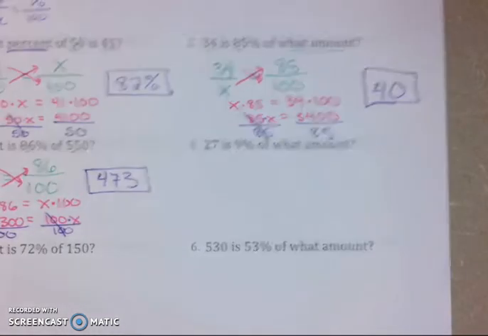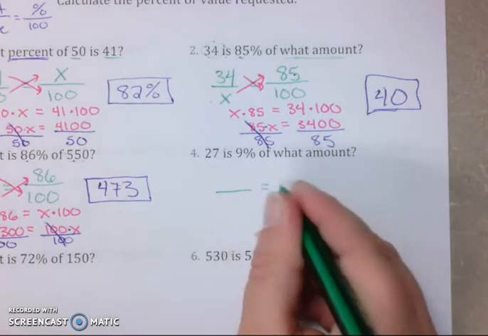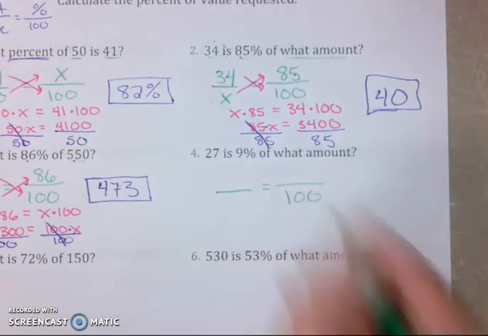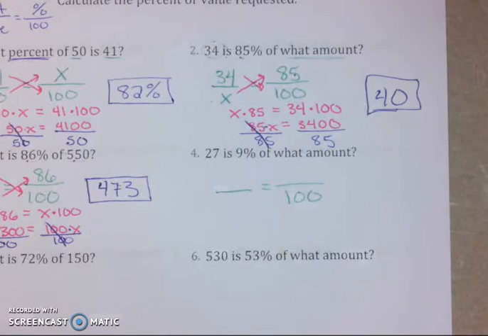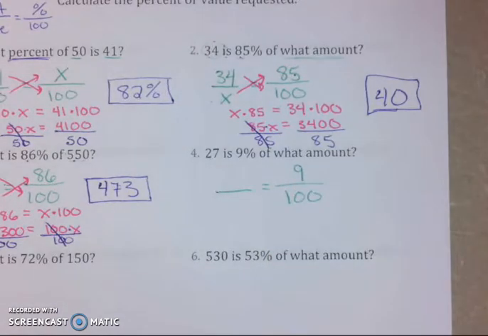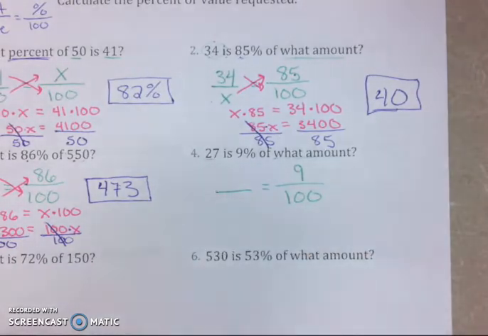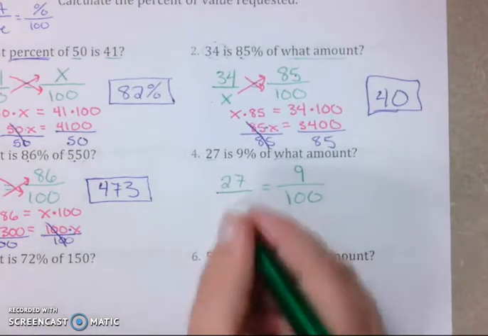All right, number 4. Set up my proportion. 27 is 9% of what amount? Okay, so 9 is my percent. 27 is 9% of what amount? So 27 is what we're taking out of the total. So we're trying to figure out what is the total, and 27 is the 9% we're taking out. So 27 is my part. I'm looking for the whole.